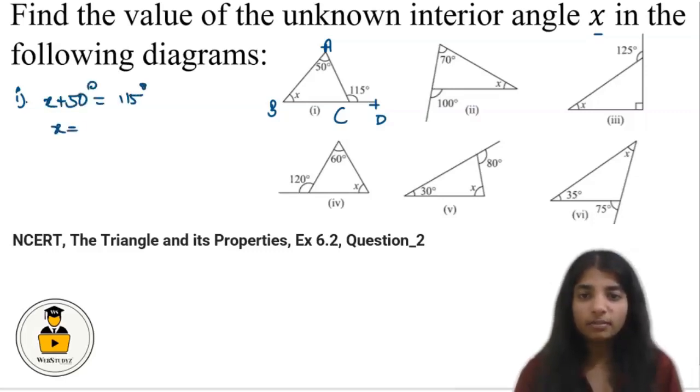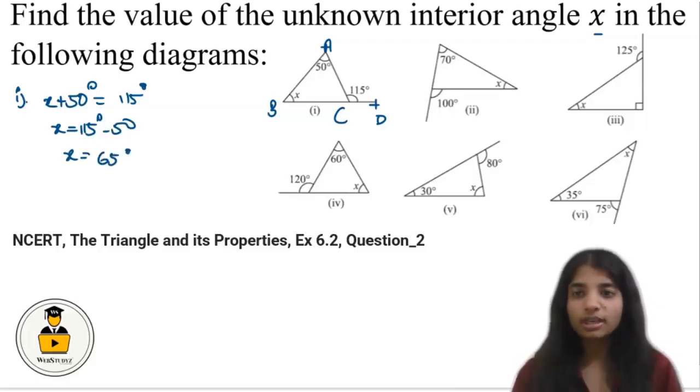Solving this, x is equal to 115 degrees minus 50. Solving this further, we get the value of x, that is equal to 65 degrees. So we can say that 65 degrees is the answer to part 1 of this question. Now let's discuss part 2.